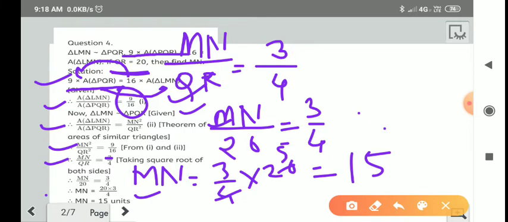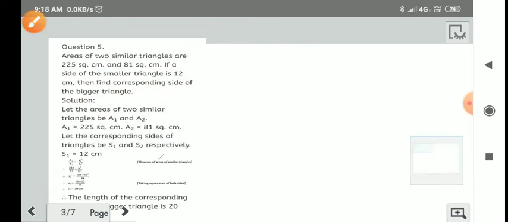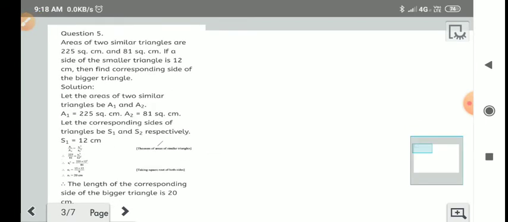So this is question number 4. Then the next question, question number 5. Areas of two similar triangles are 225 square centimeter and 81 square centimeter. If a side of the smaller triangle is 12 centimeter, then find the corresponding side of the bigger triangle.